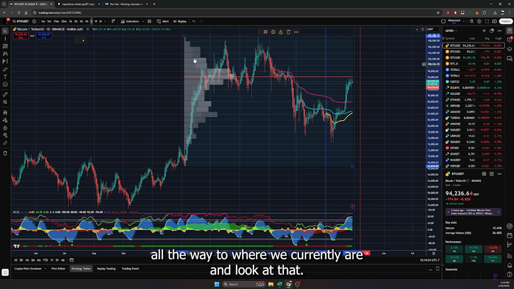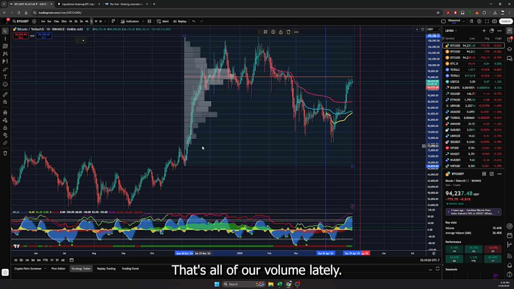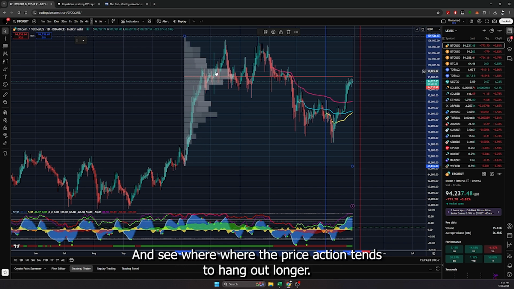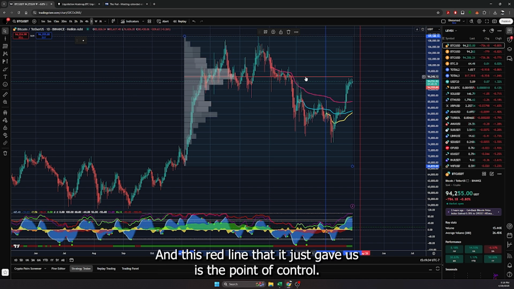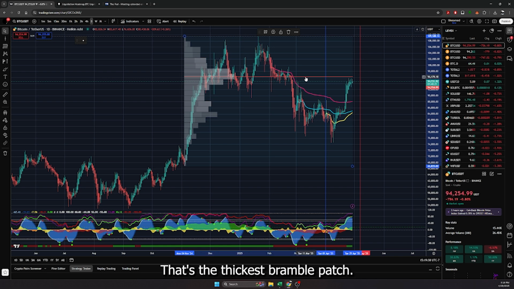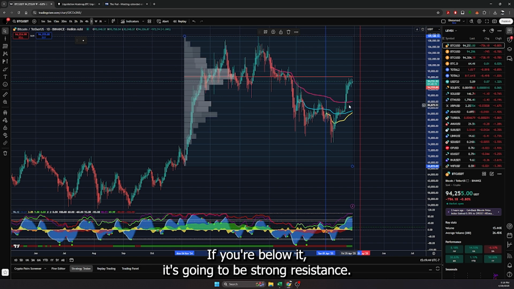And look at that. That's all of our volume lately. And see where the price action tends to hang out longer, you get a bigger volume stick here. And this red line that it just gave us is the point of control. That's the thickest bramble patch. That's the hardest part to break through. If you're above it, it's strong support. If you're below it, it's going to be strong resistance.